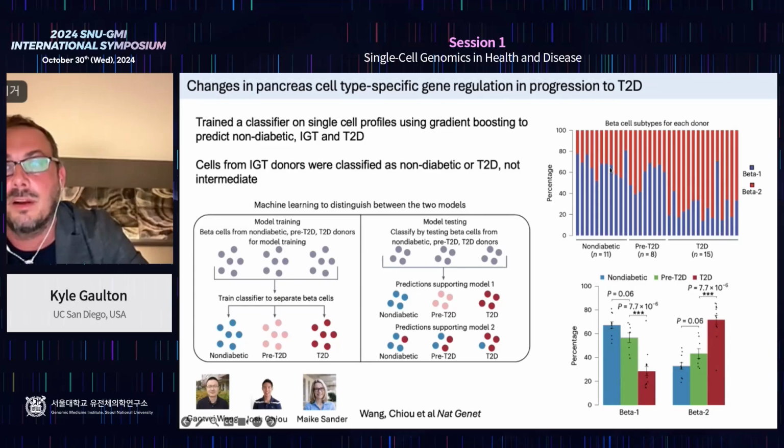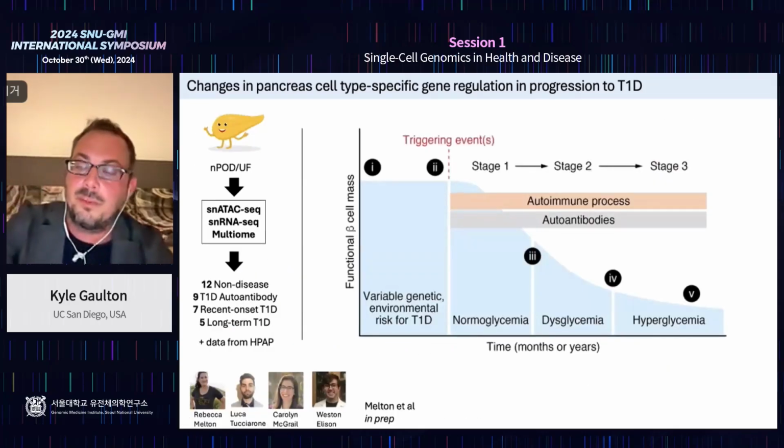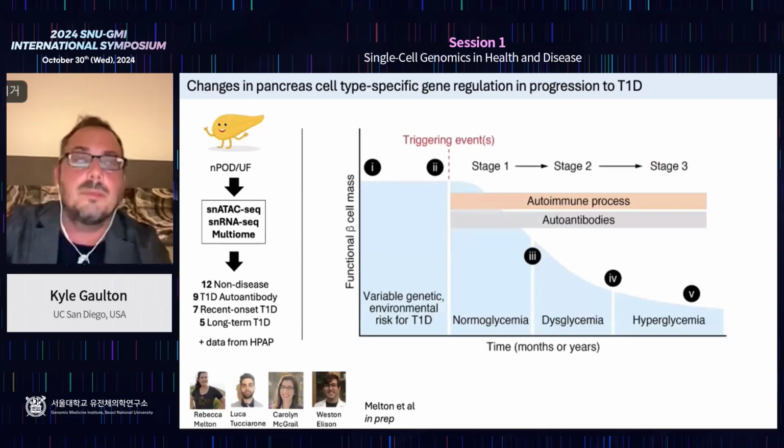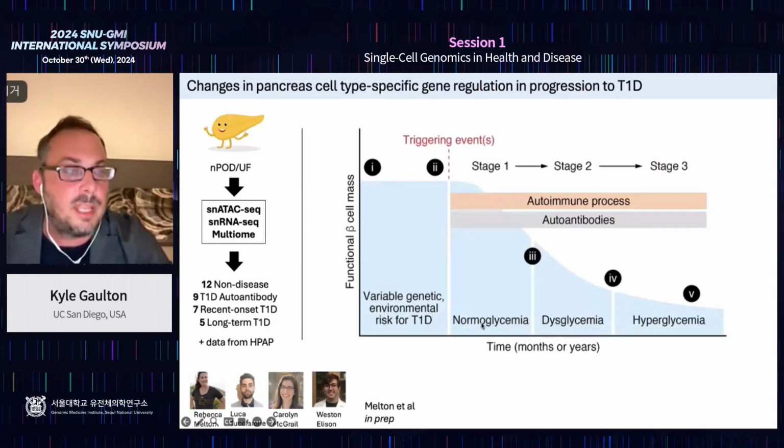And you can see this here, the changing proportions of cells that are classified as non-diabetic or diabetic, and pre-T2D is intermediate, as well as on the bottom here, where there's a significant difference in an intermediate proportion in the pre-type 2 diabetic state compared to non-diabetic and type 2 diabetic. Okay, so cognizant of time here. So then that's type 2 diabetes.